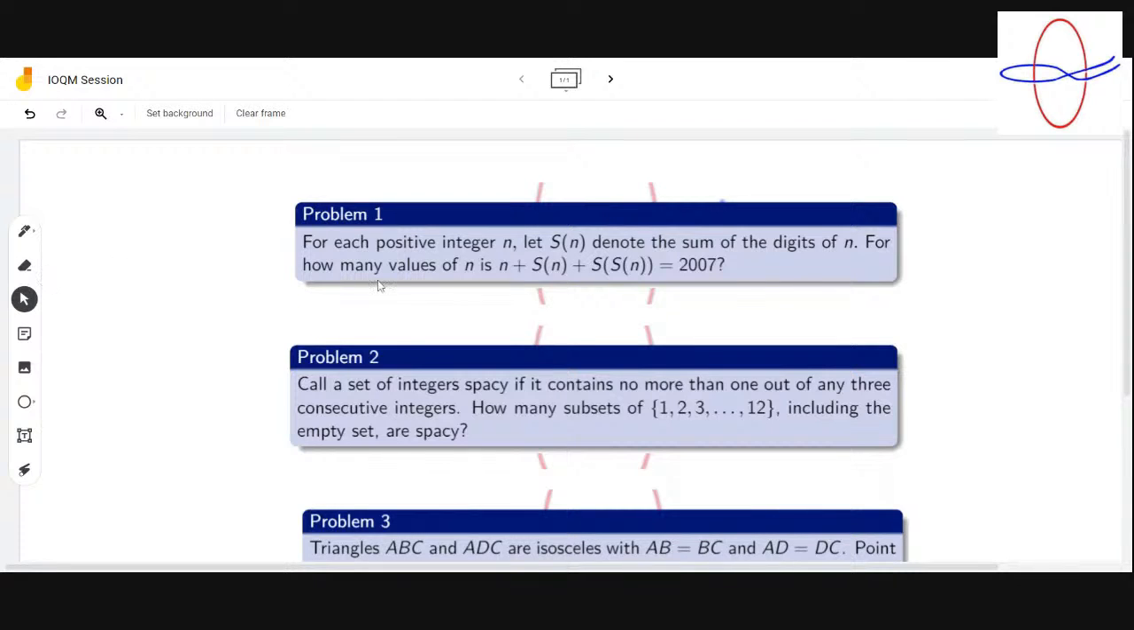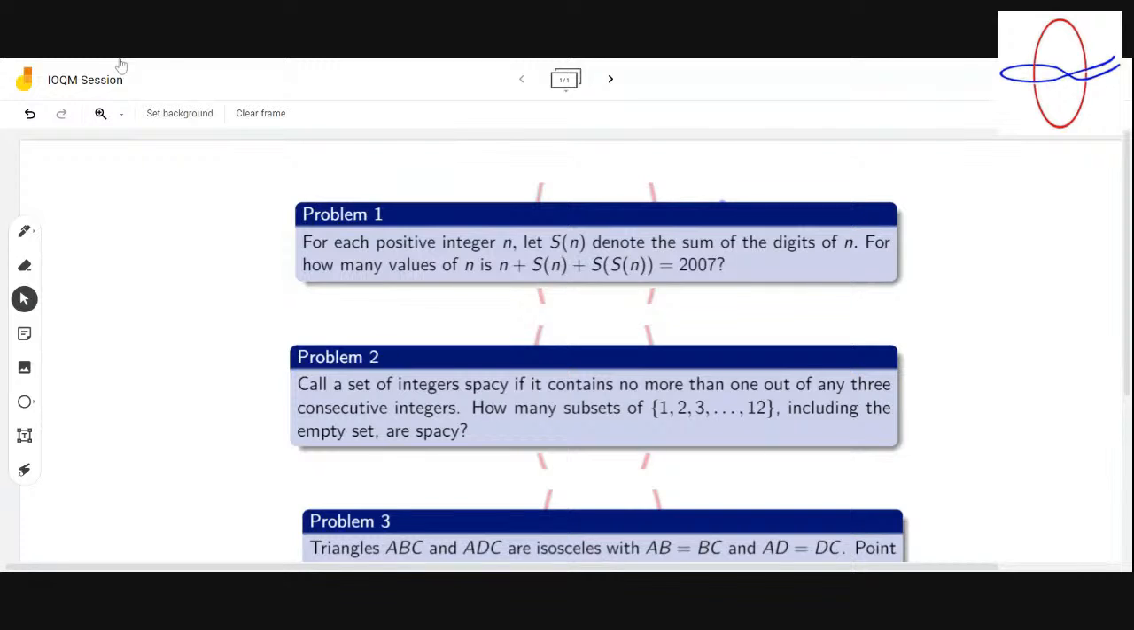Let's do the first problem. For each positive integer n, Sn is the sum of the digits of n. The question revolves around the fact that for how many values of n is n plus Sn plus S of Sn equal to 2007. I hope you understood the definition: Sn is the sum of the digits of n.